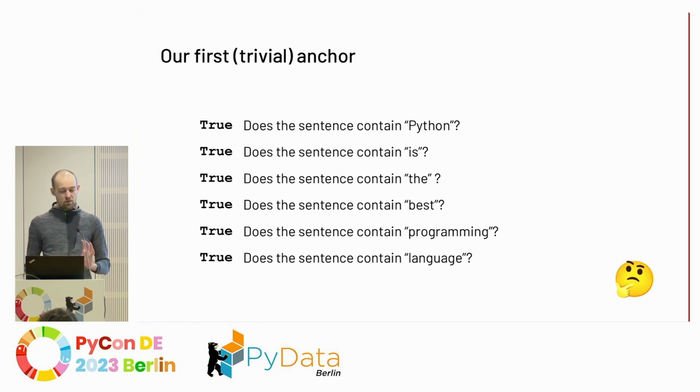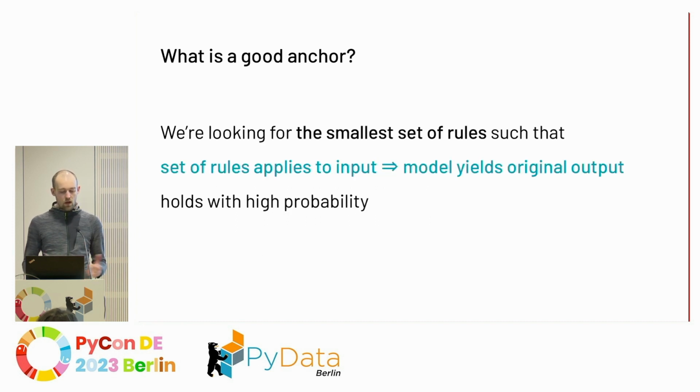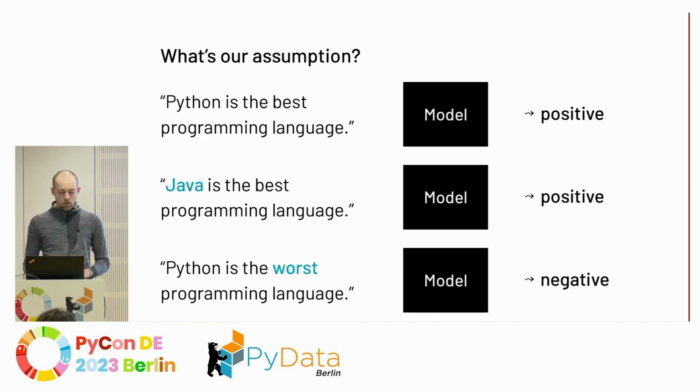So maybe we need to be a bit more specific of what we want to find. And at least a good start is to look for the smallest set of rules, such that this relationship, that set of rules applies to the input, leads to the model yielding a certain output, holds with high probability. And so we're not interested in having many rules, but we want to find the smallest set of rules.